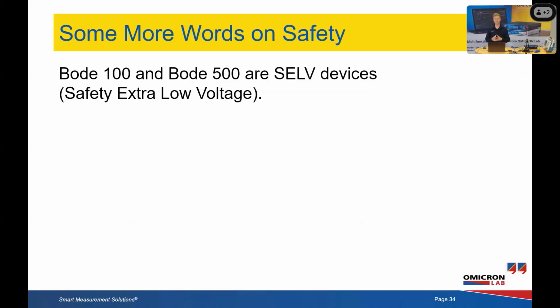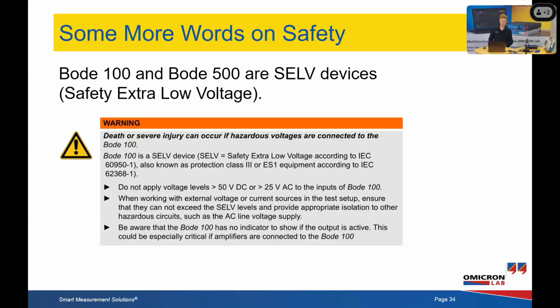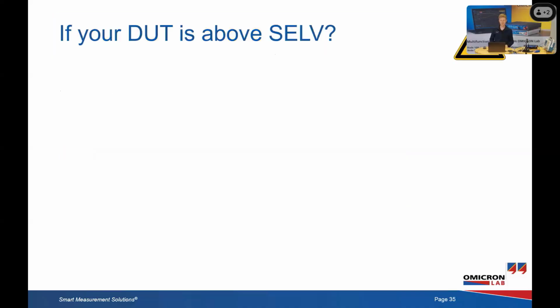So, Bode 100 and Bode 500 are SELV devices. SELV stands for safety extra low voltage, and that's also written in the user manual. Bode is a SELV device, and you should not apply voltage levels above 50 volt DC or 25 volts AC to the inputs of the Bode, no matter if it's 100 or 500. When working with external voltage, ensure that they cannot exceed the SELV levels and provide appropriate isolation to other hazardous circuits such as the AC line voltage.